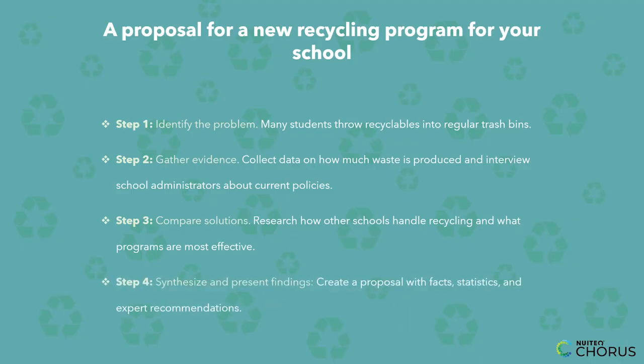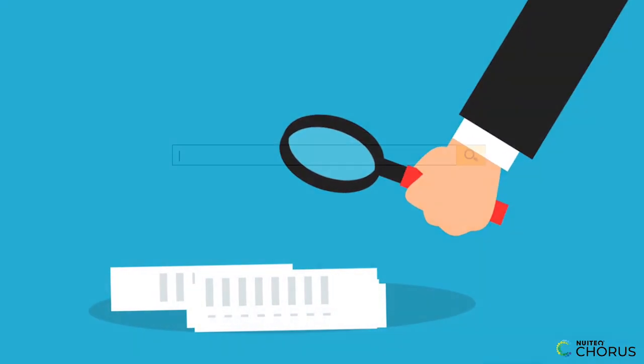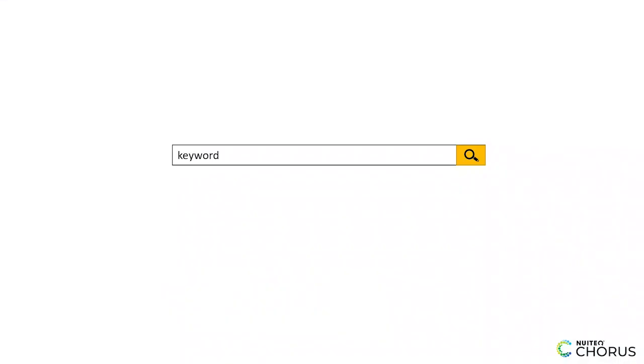Synthesize and present findings. You create a proposal with facts, statistics, and expert recommendations to convince the school board to take action. This kind of research goes beyond the classroom. It makes a real impact in the world. Research is more than just finding facts. It's about asking the right questions, analyzing different sources, and creating something meaningful from the information you gather.